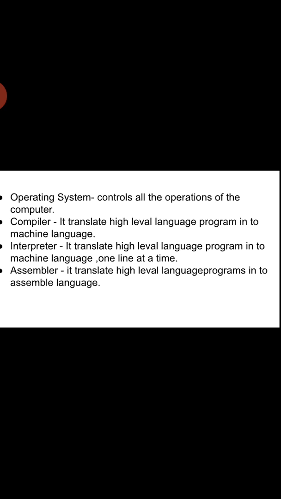But what is the difference between interpreter and compiler? The interpreter translates the program one line at a time, but the compiler translates the whole program at one time. This is the difference between them. Both are translating programs, but the translating process is different in compiler and interpreter. Next comes the assembler. What is the job of the assembler? It translates high level language programs into assembly language.